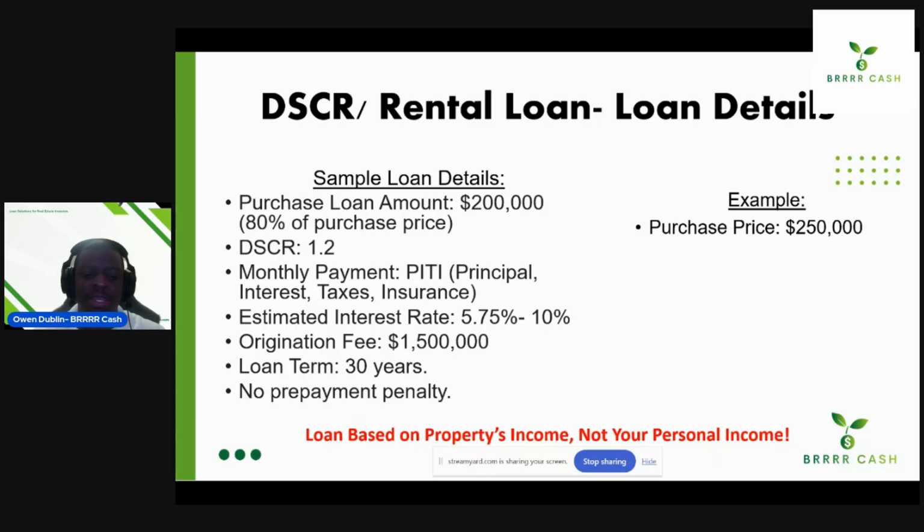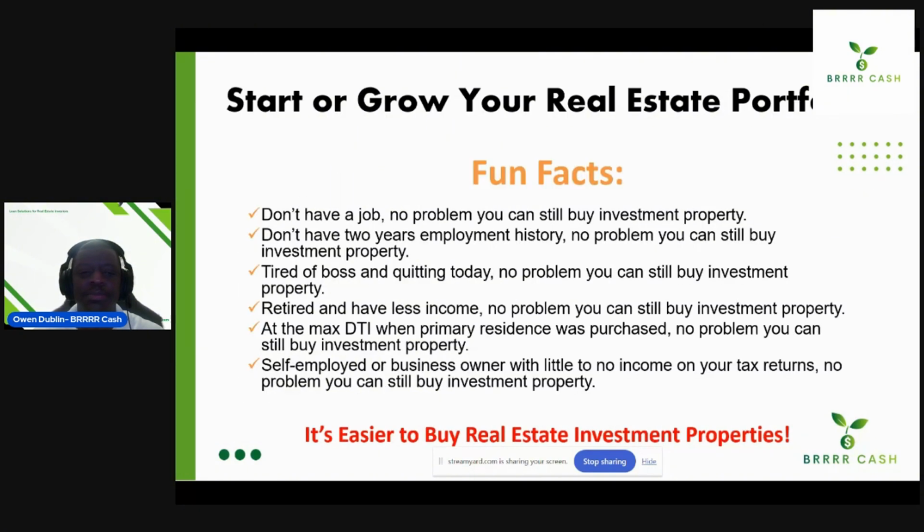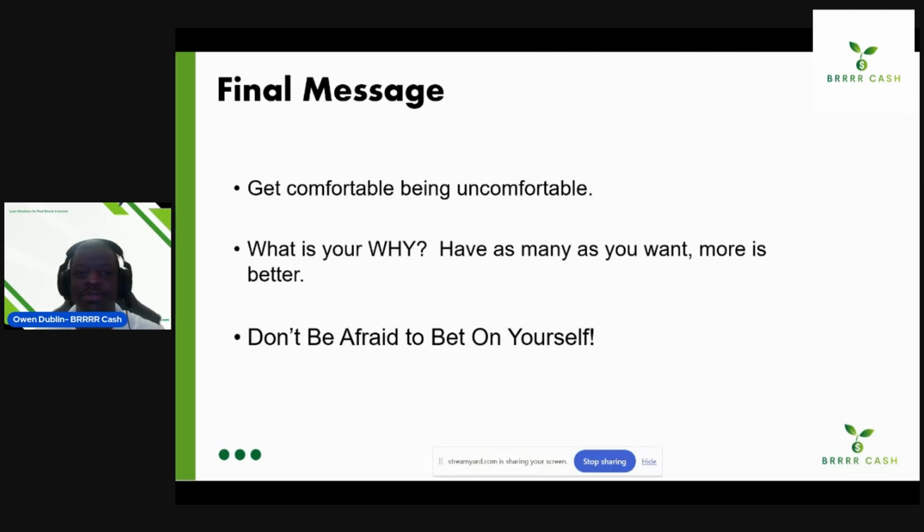And also, I want to highlight again, the loan is based on the property's income, not your personal income. You can do this multiple times independent of your personal income. Well, here are some fun facts. You don't have to have a job. You don't have to have 2 years employment history. You can be tired of your boss and quit today, and you can still buy investment properties. Don't worry about the DTI being maxed out when you purchase your primary residence, because it's not the same equation. And you could be self-employed, a business owner, and like I said, it's easier to buy real estate investment properties.